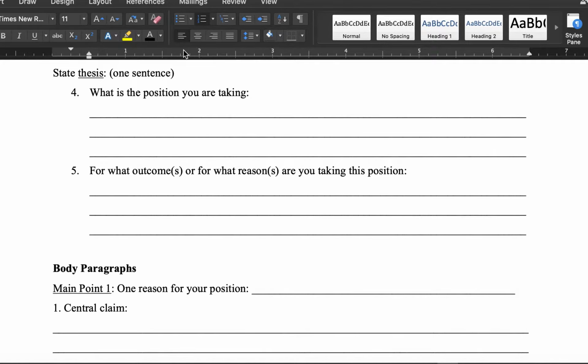So when we get to the thesis, this of course is the most important sentence in the essay. We're looking for number 4 here. What is the position you are taking? Are you for or against something, or you believe something should be done, or you believe we need to recognize something as a problem? And number 5, for what outcome or for what reason are you taking this position?